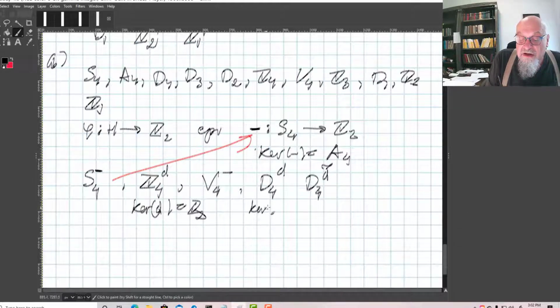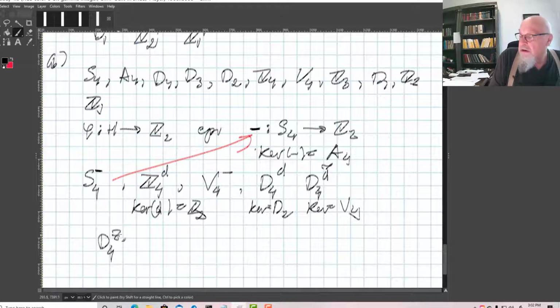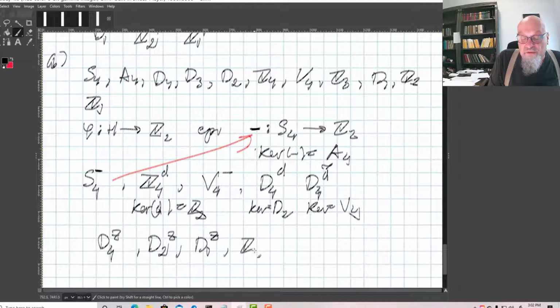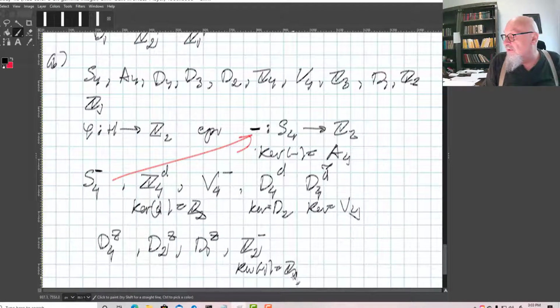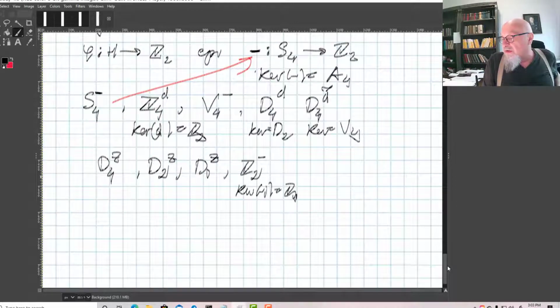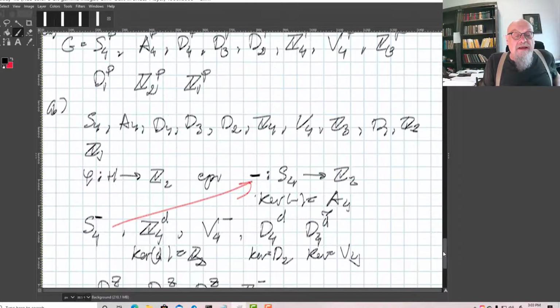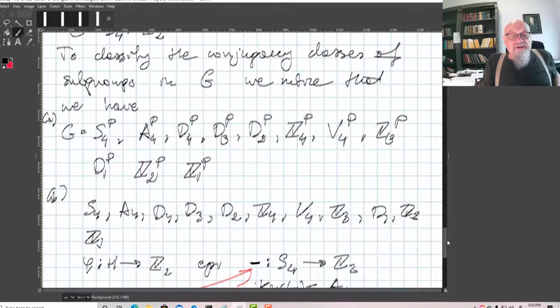So what is here? The kernel here is D2, the kernel for the second one is V4, we call it with the tilde, and then we also have D4Z, D2Z, we also have D1Z, we also have Z2 minus, and the kernel of this minus is just simply equal to Z1. So did I forget anything? Okay, so those are the subgroups. So the other conjugacy subgroups. Let me check if I forgot anything.